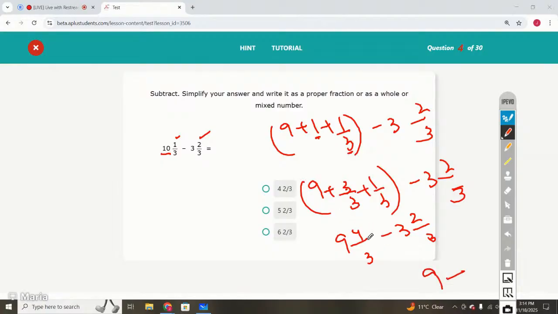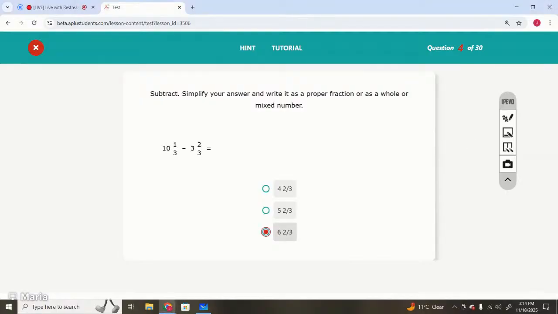That is 9 whole, 4 minus 2 is 2. Sorry, 9 minus 3 is 6. That is 6 whole 2 by 3. The correct option is that is 6 whole 2 by 3. Option number 3 is the correct option.